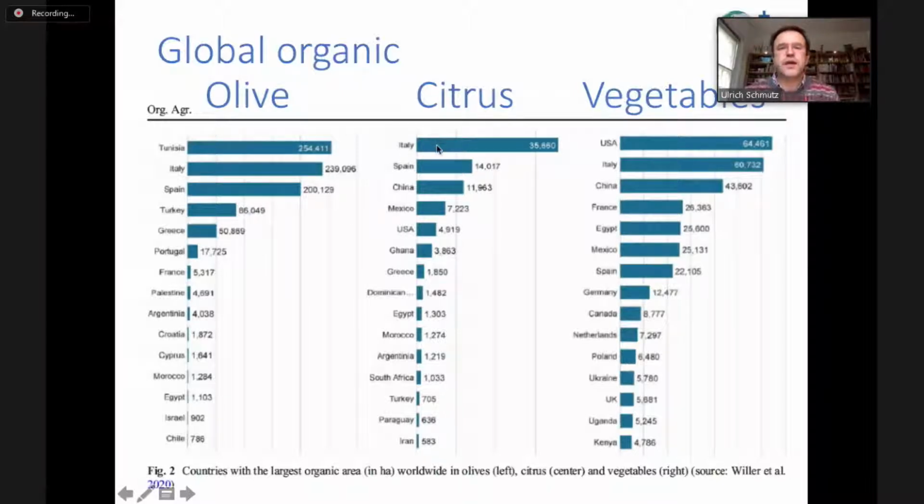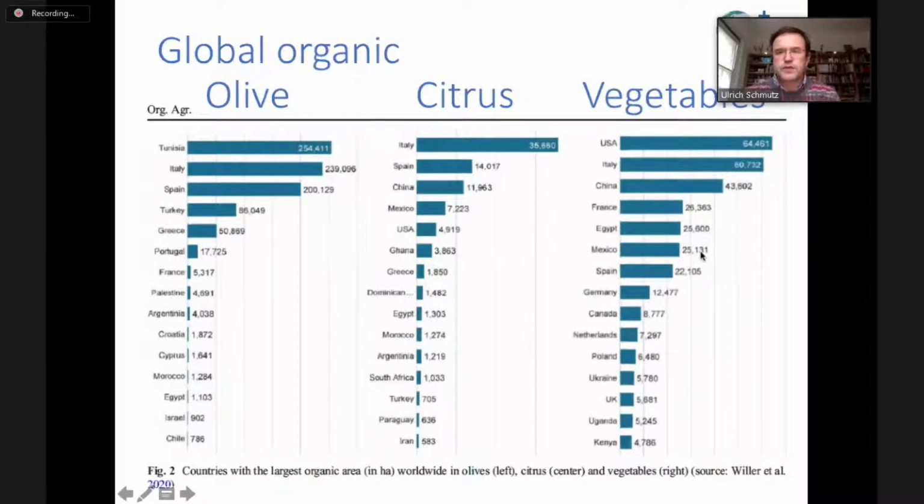On citrus, it's the same. Italy and Spain are quite high here, just to put that in context. And in vegetables, the US is higher in total number. But if you combine the countries in Europe, Italy, France, Spain, Germany, they're all partners in this Organic Plus project. Poland, and even the UK, is mentioned here. These numbers come from the Organic World Statistics of Helga Willer.